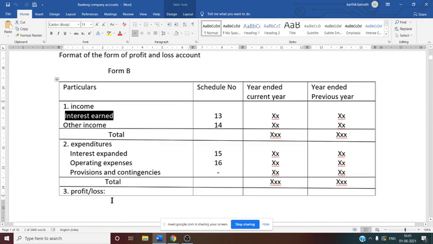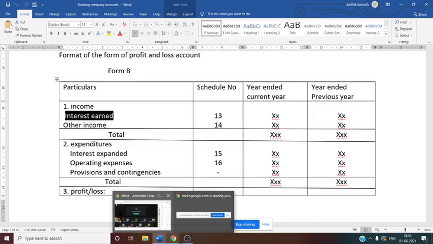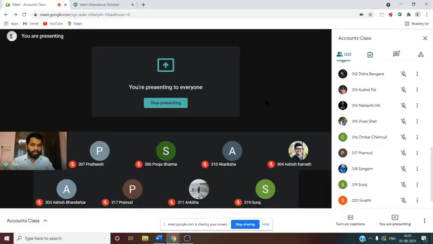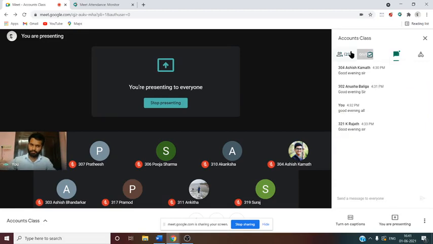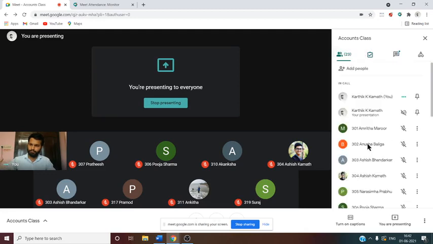First one, interest earned. Interest earned by the bank. That is very important. How can a bank earn interest? Can anyone tell me? This is very simple. How will the bank earn interest? Can you give an example? Bank earning the interest. Can you comment in the chat box? How can a bank earn interest?